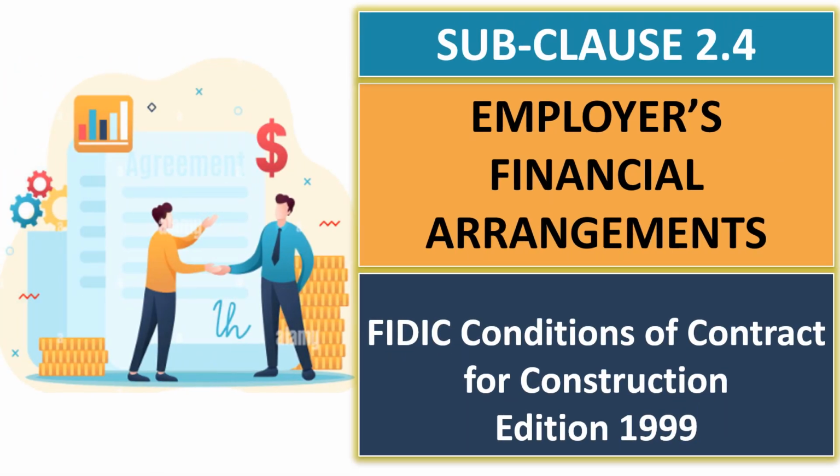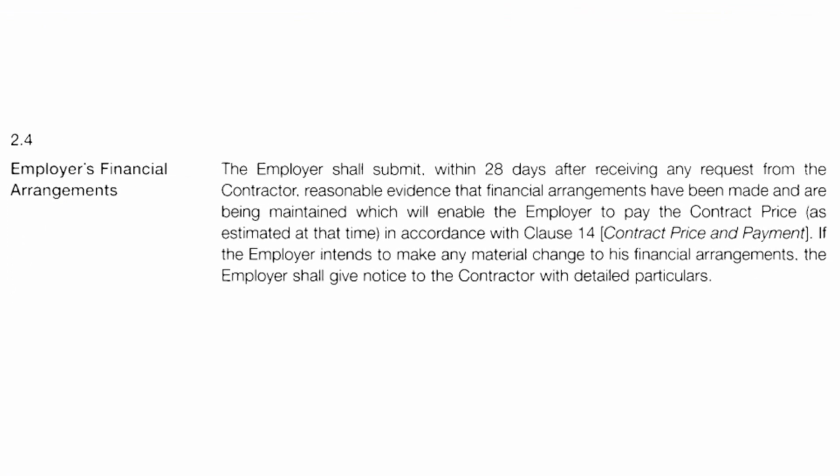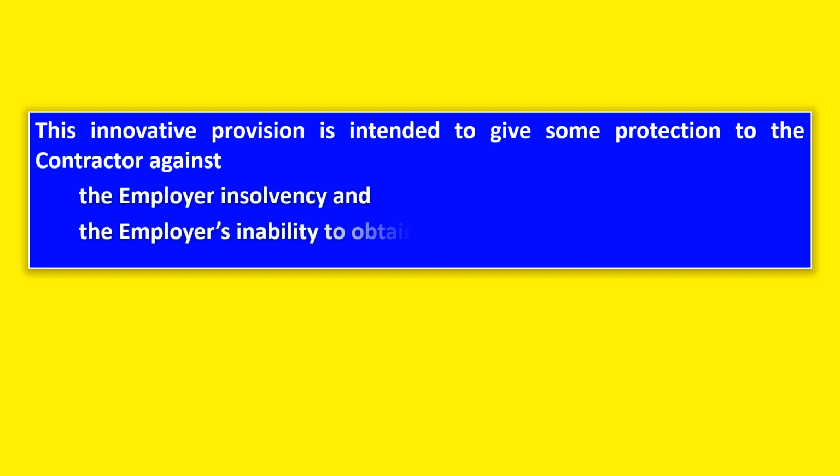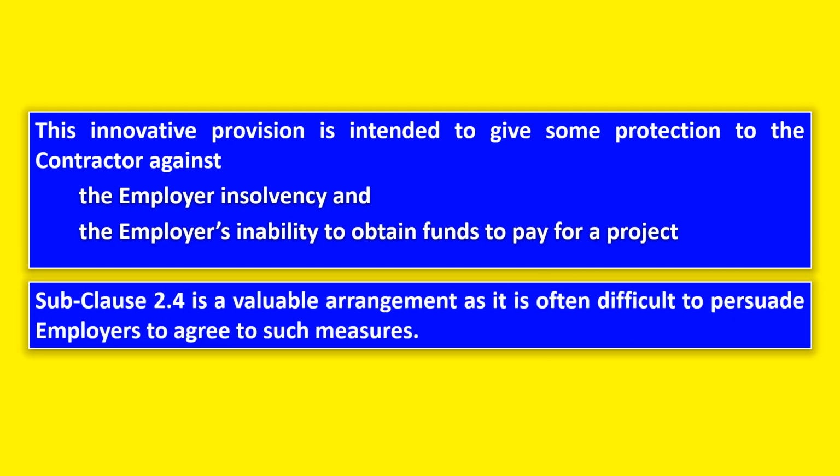Subclass 2.4, Employer's financial arrangement in FIDIC conditions of contract for construction. This innovative provision is intended to give some protection to the contractor against the employer's insolvency and the employer's inability to obtain funds to pay for a project. Subclass 2.4 is a valuable arrangement, as it is often difficult to persuade employers to agree to such arrangements.